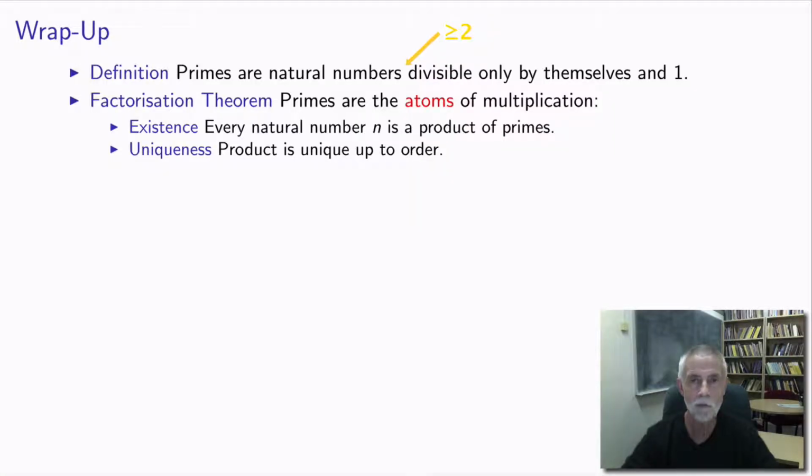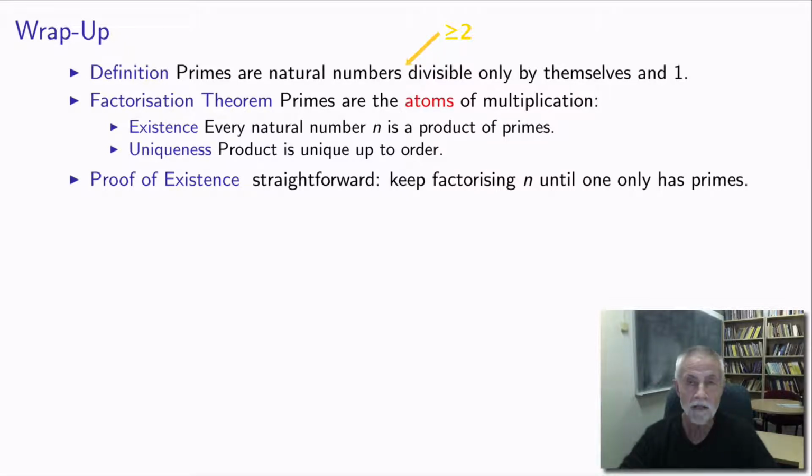Now for a summary of what we covered in this section on prime numbers. We defined a prime to be any integer bigger than or equal to 2, divisible only by itself and 1. And then we saw that the primes were very natural in the sense that every positive integer is a product of primes in a unique way up to reordering.